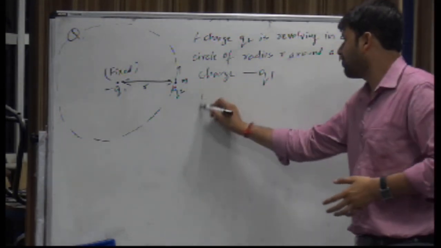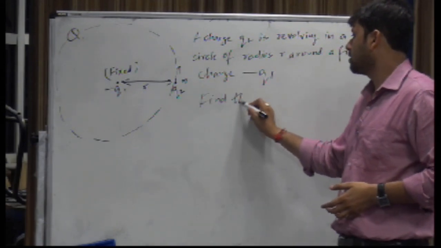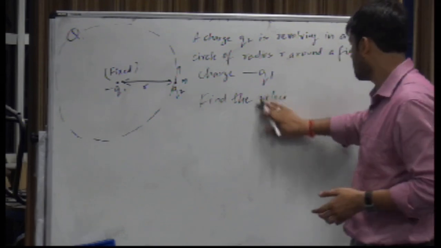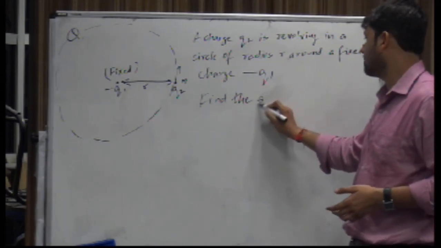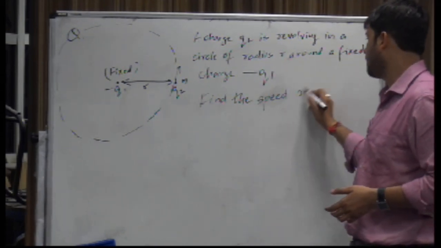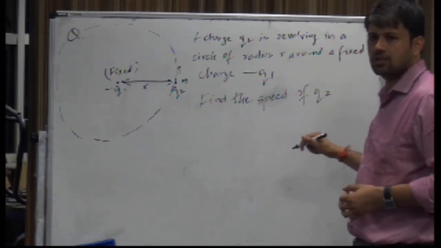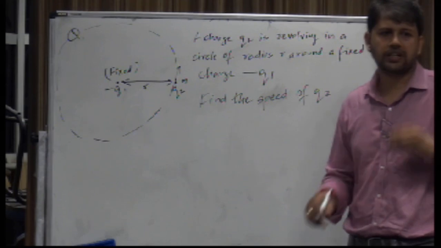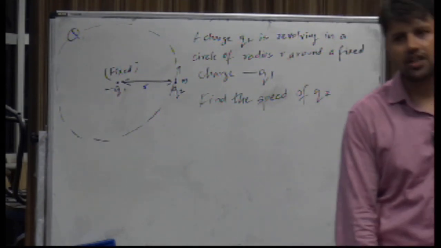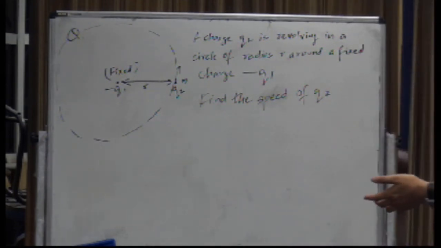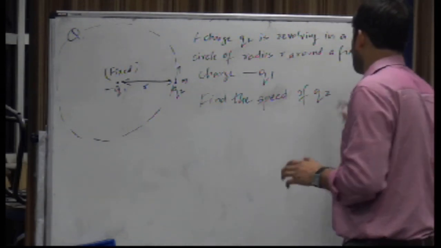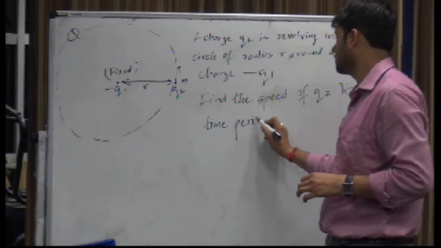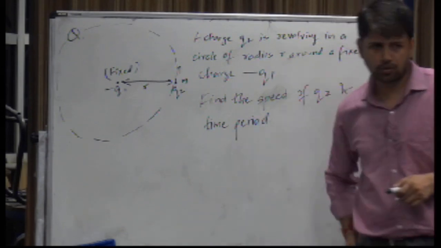So you need to find the velocity, rather speed. Velocity is changing, so let's not write velocity. Speed of Q2. A particular speed would be there. If speed is less, the orbit size would decrease. If speed is more, orbit size would increase, right? And time period. Just tell me quickly.